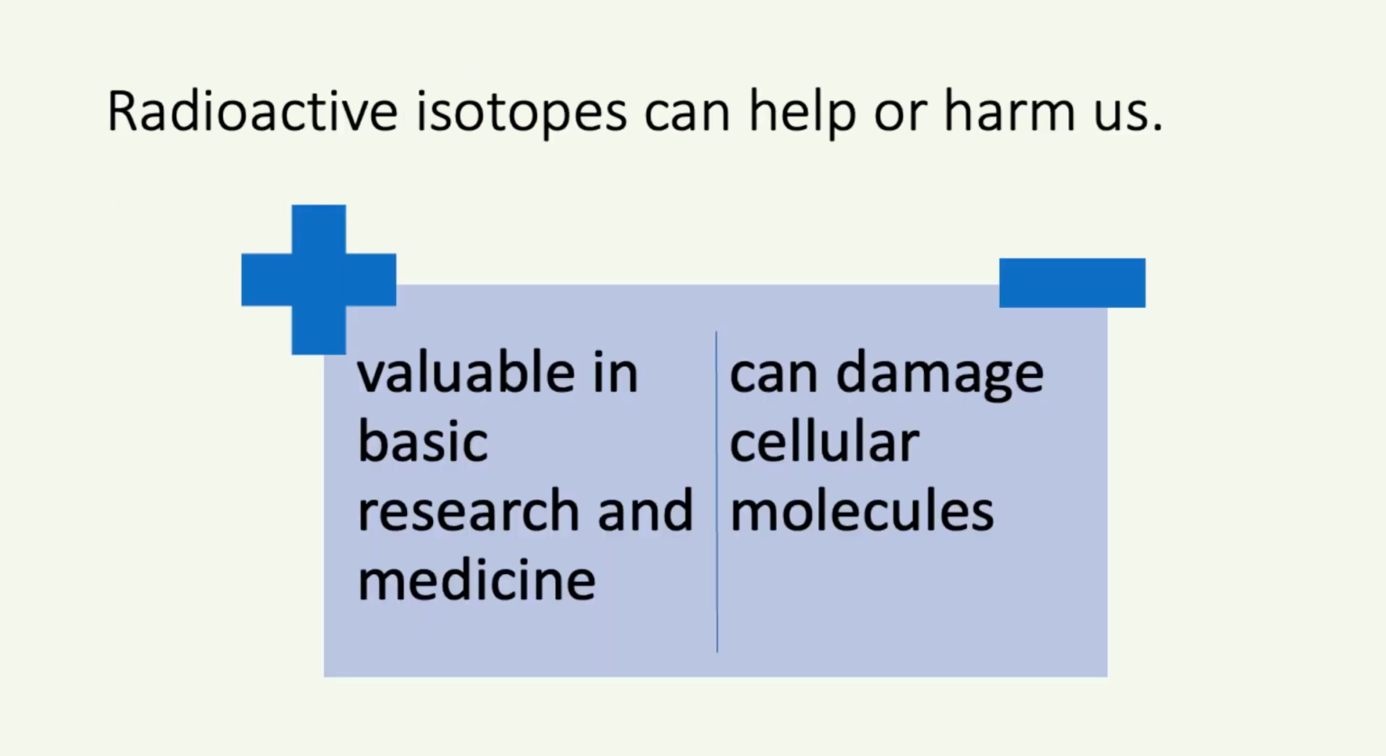Radioactive isotopes can help or harm us. A radioactive isotope is an isotope in which the nucleus decays spontaneously, giving off particles and energy. Radiation from decaying isotopes can damage cellular molecules and pose serious risks to living organisms. But radioactive isotopes can be helpful. Radioactive isotopes are valuable in basic research and medicine.